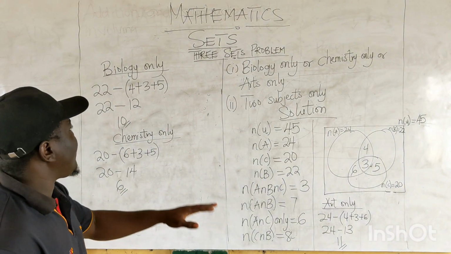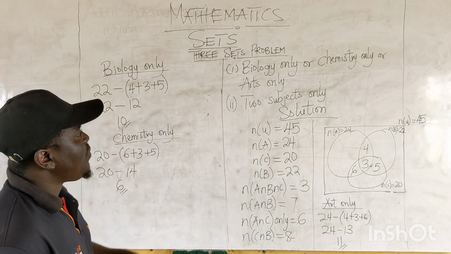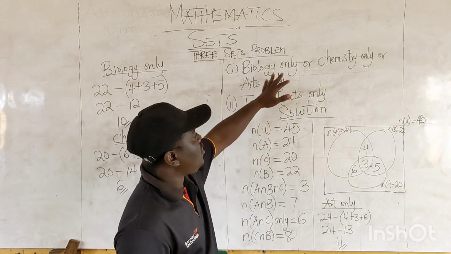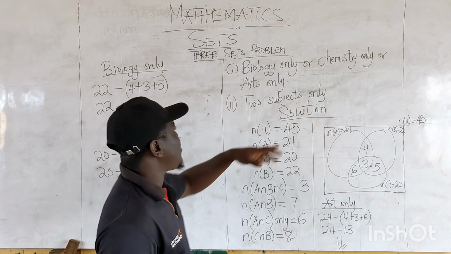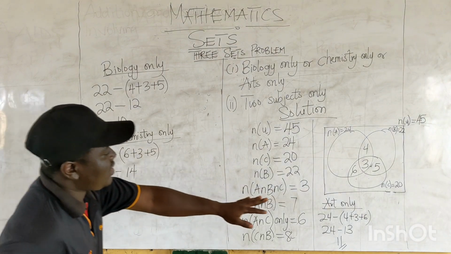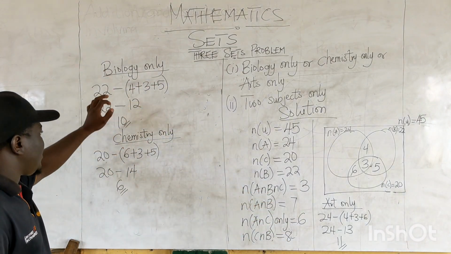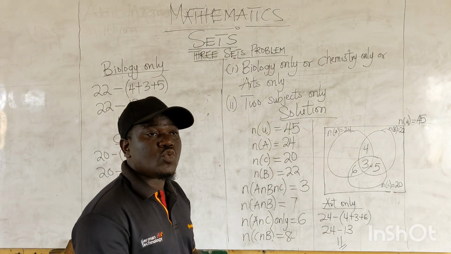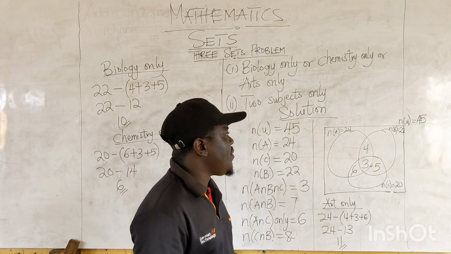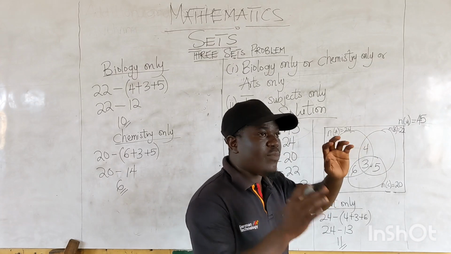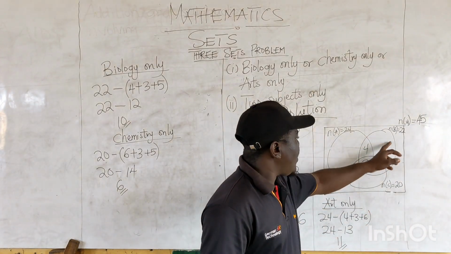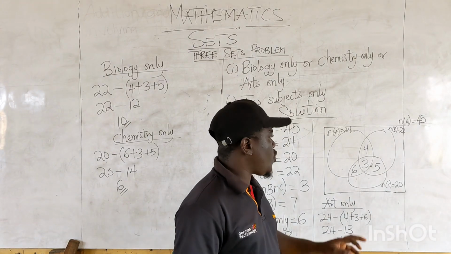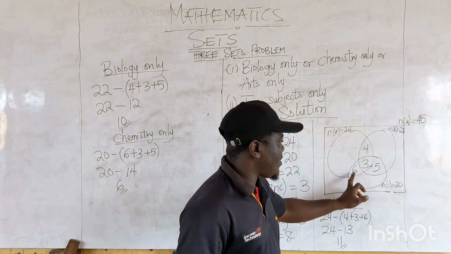So I have 11, 10, 6. So part I of the question says you should find the number of students that do biology only, or chemistry only, or art only. We have it here: art only 11, biology only 10, chemistry only 6. Now 2 subjects only. That means only art and biology, biology and chemistry only, art and chemistry only. So we're looking at the onlys: 4, 5, and 6.